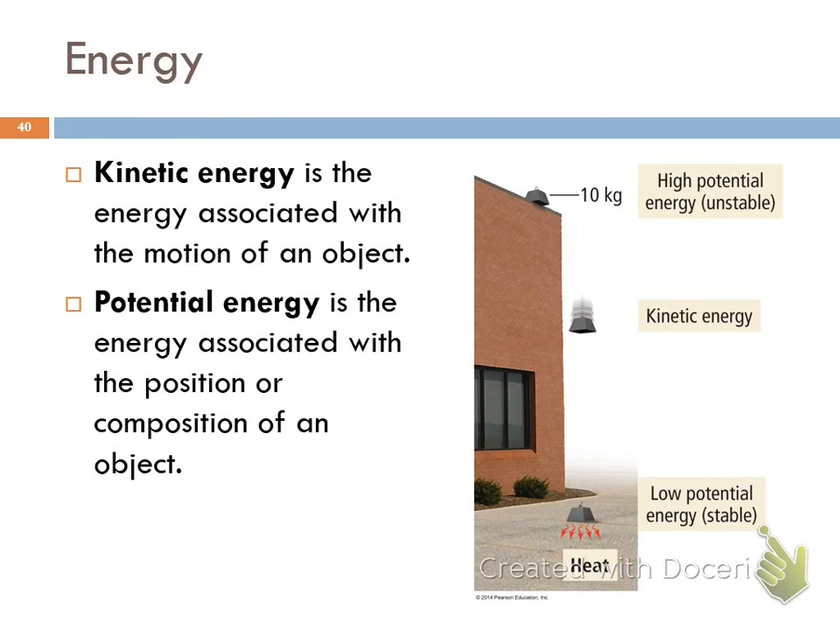There are different kinds of energy. Kinetic energy and potential energy are probably the most significant categories that we'll look at. Kinetic energy is energy of motion. Potential energy is energy associated either with the position or the composition of an object.